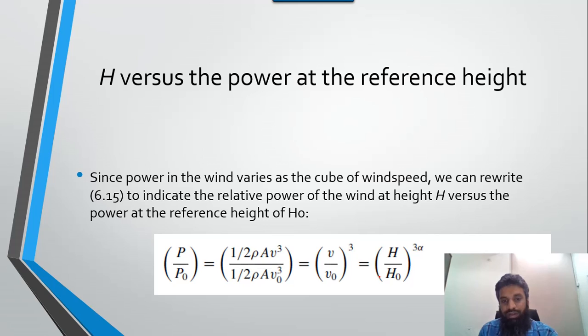Since the power in the wind varies as the cube of the wind speed, we can rewrite it to indicate the relative power at a height h versus the reference power. So this is the output power, and this is the reference power. The power is directly related to the velocity over reference velocity raised to 3, and similarly the height over reference height raised to 3 alpha. So we can simplify the overall output of the wind turbine.